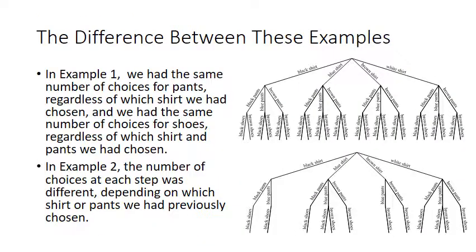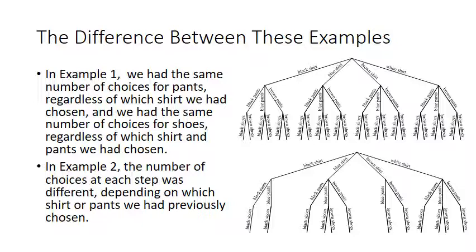So there's a big difference between these two examples, and this is going to be a difference in the formulas that we're able to use to count these two different types of situations. What I want you to notice is that in example 1, we always had the same number of choices for pants, regardless of which shirt we had chosen, and we always had the same number of choices for shoes, regardless of which shirt and pants we had chosen.